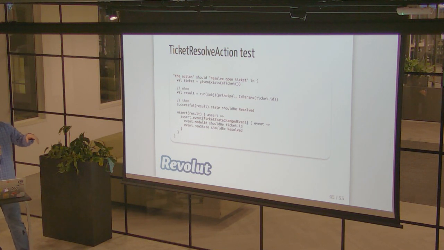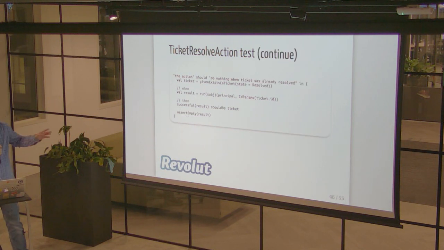With this ticket, we perform run for our action. The subject is an action, and the principal is basically whatever we want, the principal that calls for this action. Upon success, we expect successful execution, and the execution will return a new version of the ticket, and we check that it was resolved. And inside the assert operation, we assert for the expected event that this ticket, with the correct model ID, has changed state, and the new state of this model is resolved.